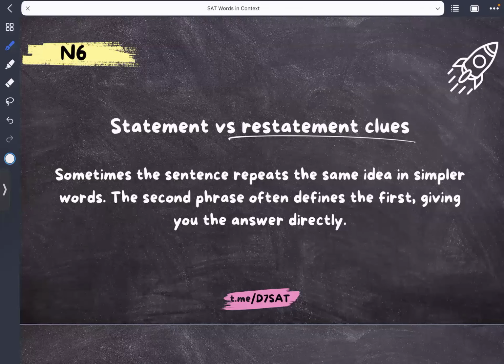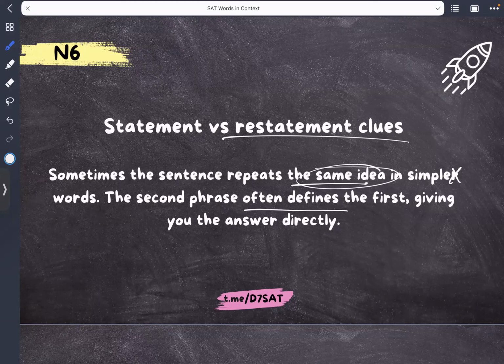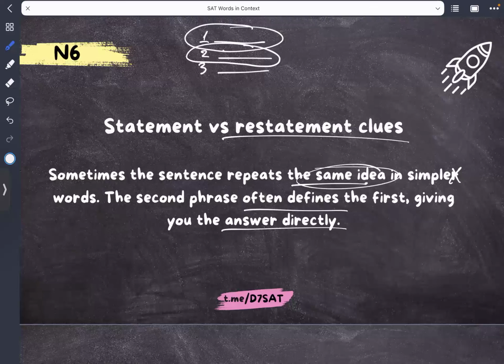Sometimes the sentence repeats the same idea in simple words. The second phrase often defines the first, giving you the answer directly. Again, imagine you have three sentences in your words in context question. Sentence one is just the overall introduction, sentence two gives the idea, and sentence three is your blank part. If you read it, it might be similar to sentence two.